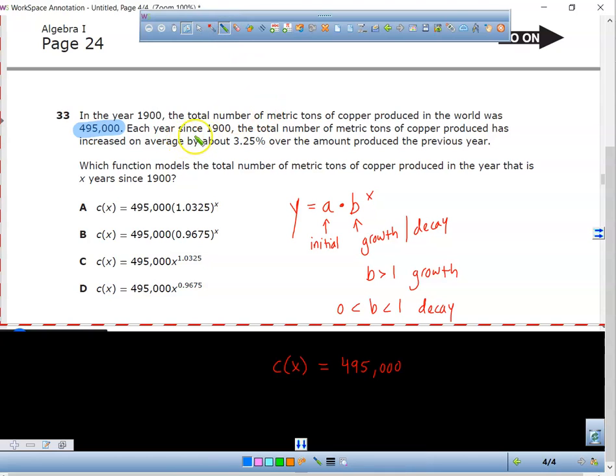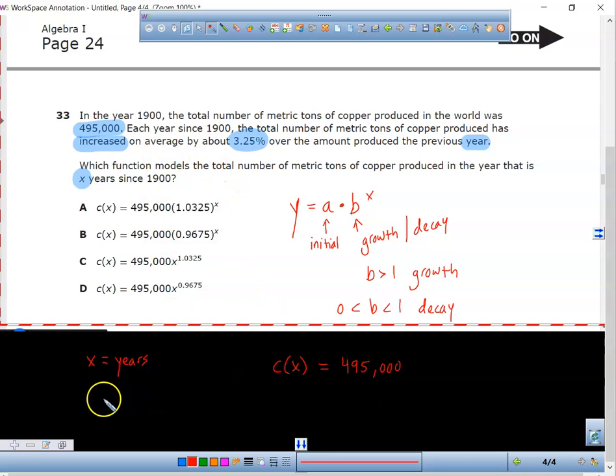We're starting off with 495,000. It says each year since 1900, the total number of metric tons of copper produced has, next word, increased by 3.5% over the previous year. Which function models the total number of metric tons of copper produced in the year that is X years since 1900? So just remember, X represents the years.